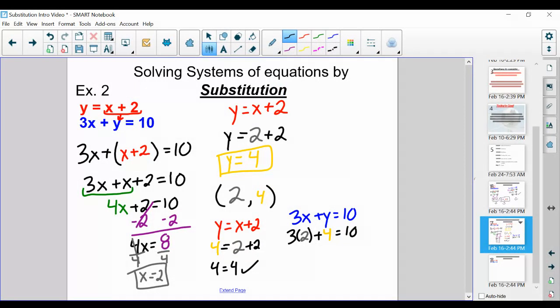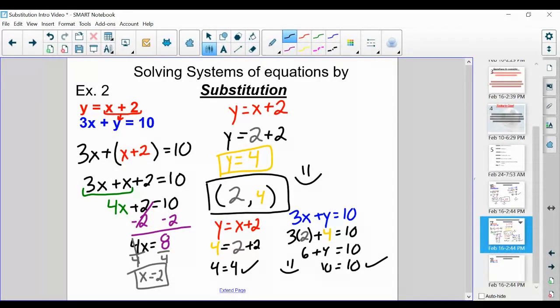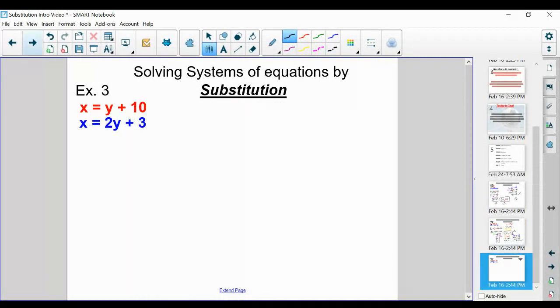That's equal to 10. We can simplify. 3 times 2 is 6. 6 plus 4 is 10. Therefore, 2 comma 4 is indeed our solution.